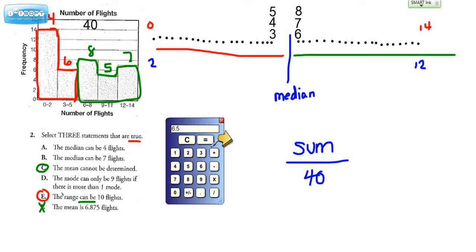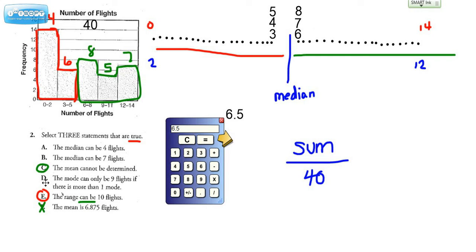So you need to start experimenting. Like you might try, what if we did 5 plus 8, right? If we did 5 plus 8 and then divided that by 2, that's 6.5. It's not 4, it's not 7. So you'd have to experiment with that and see if there is any combination of any two numbers that are in the lower half and the upper half of the data. If you add them and divide by 2, are you going to get either 4 or 7?